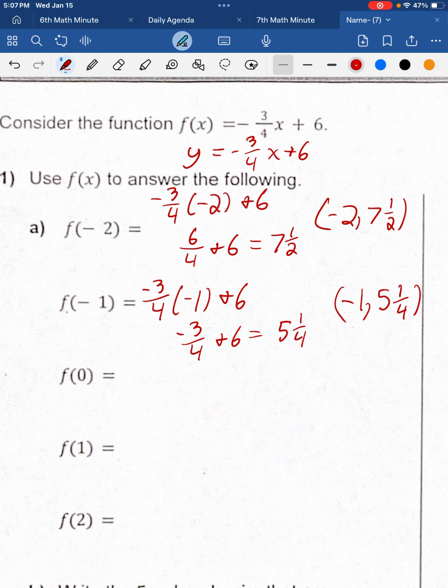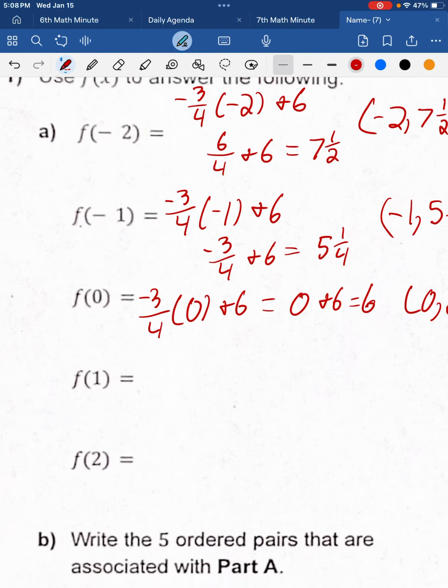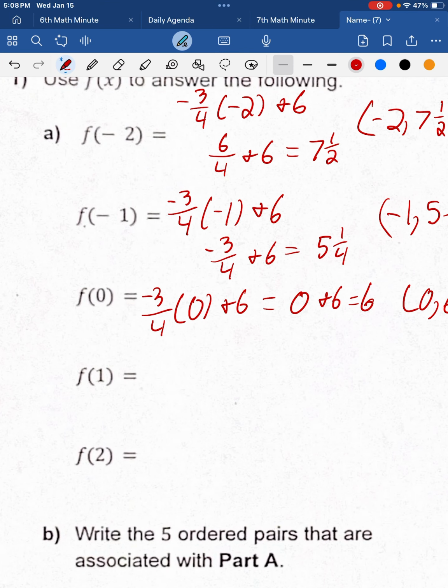For 0, -3/4 times 0 plus 6. That's going to give me 0 plus 6, which is just 6. This ordered pair would be 0, 6. From there, we have -3/4 times 1 plus 6. It gives me -3/4 plus 6. That's going to equal 5 1/4.